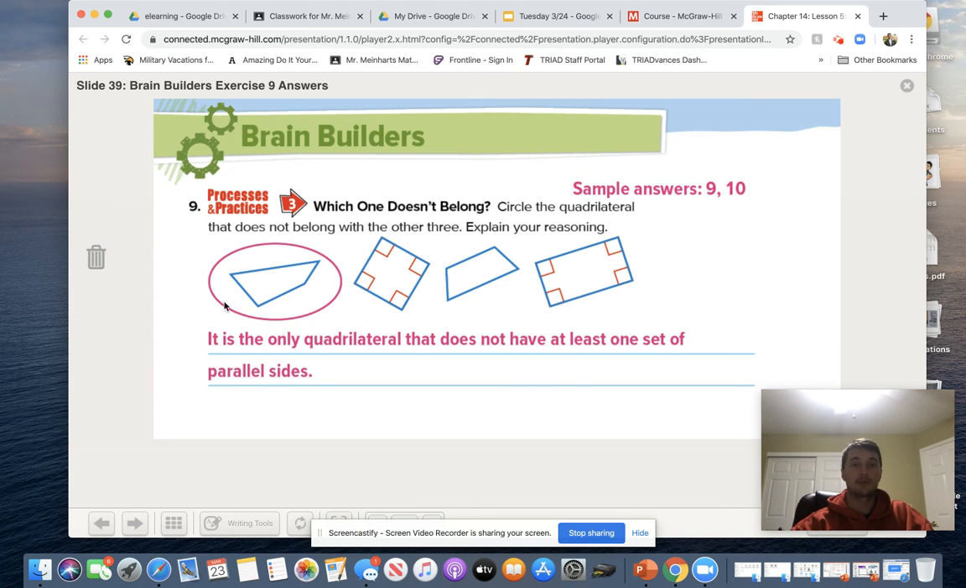That one there, okay? It is the only quadrilateral that does not have at least one set of parallel lines. Because look, this line and this line, if they keep going, they're going to touch. This line here and this line here, they keep going, they're going to touch. It has no parallel lines.